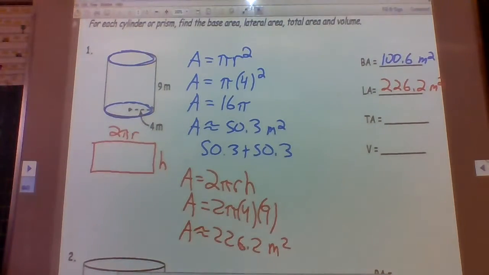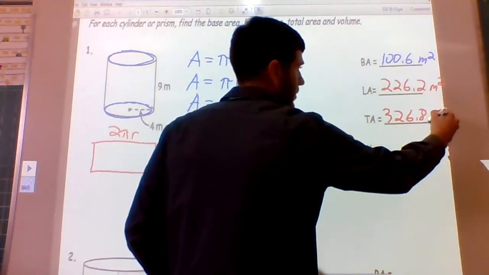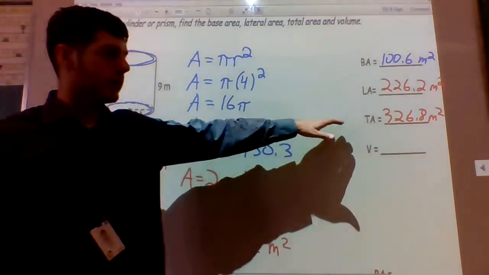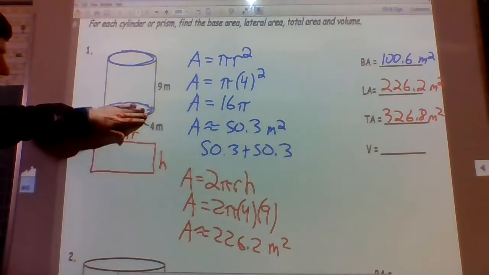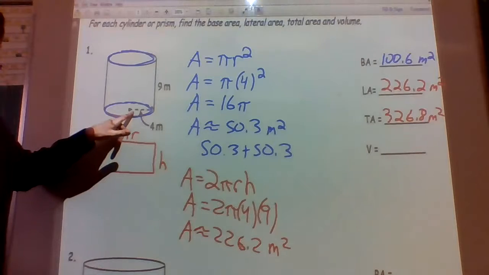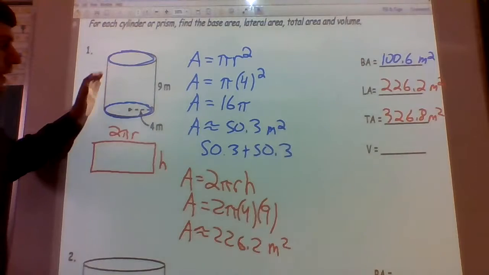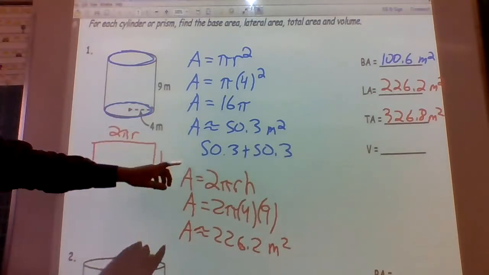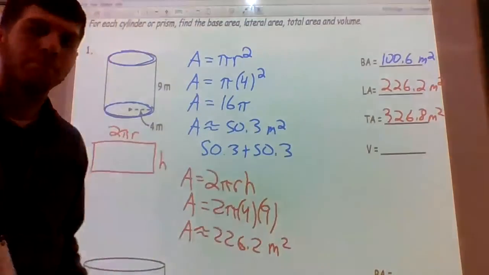So our total area is simply 100.6 plus 226.2, which is 326.8 meters squared. Okay, so we get the total surface. Again, this says total area, which also means surface area. So the surface area is 50.3, the area of the bottom of the cylinder, plus 50.3, the area of the top, and then 226.2, the area around the cylinder. You add those three numbers together to get the total surface area.